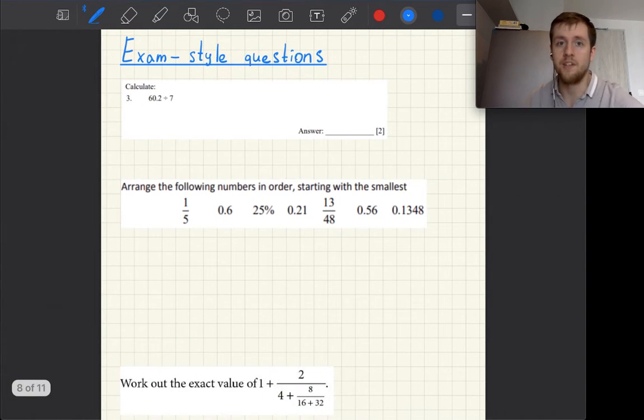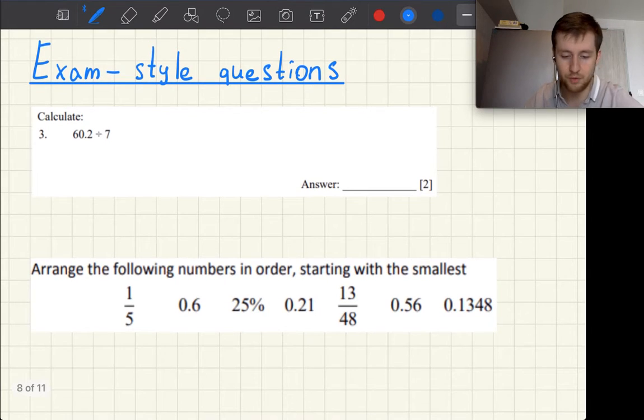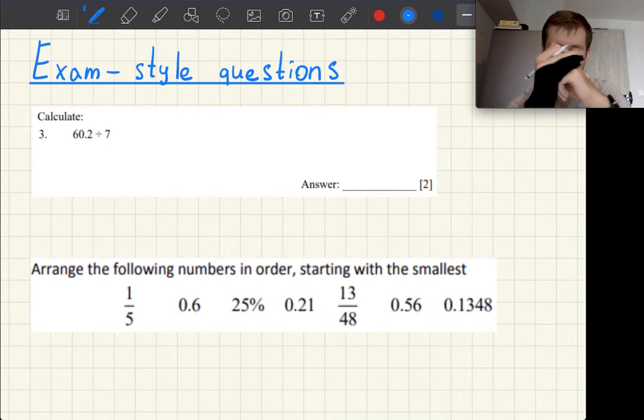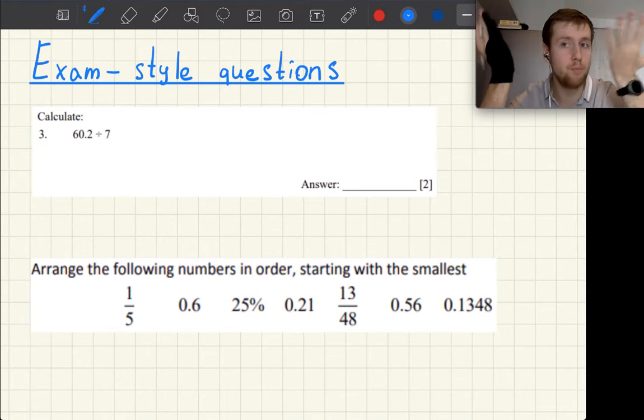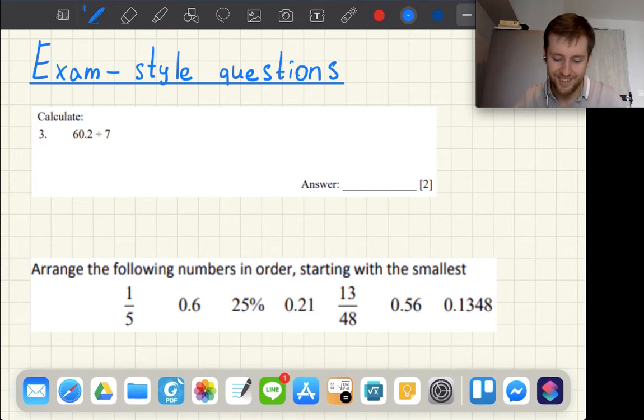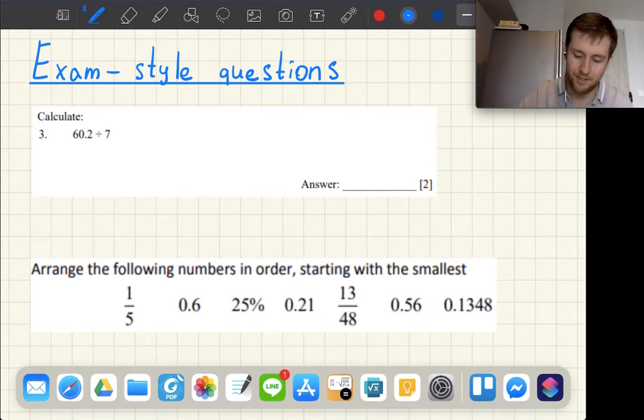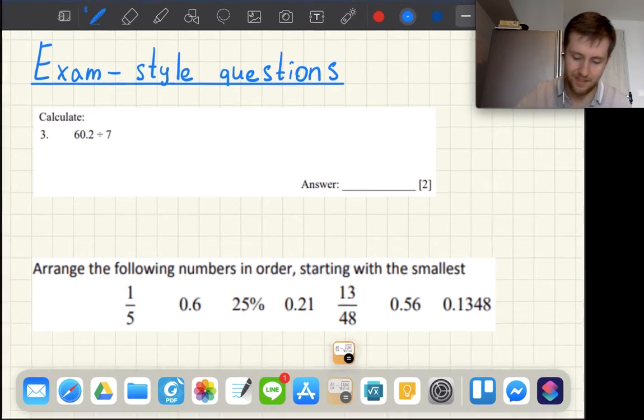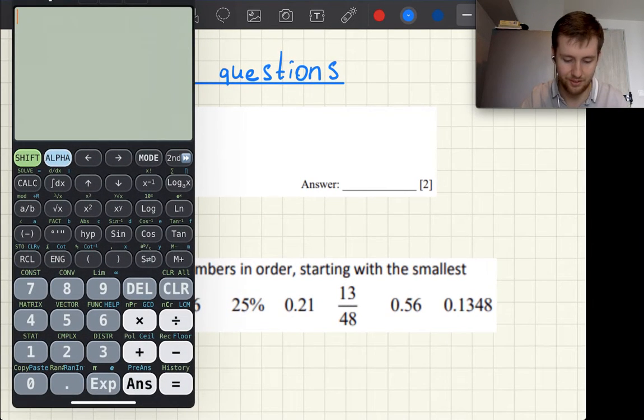Let's go to exam style questions. The first question is interesting. It tells you to calculate, but it doesn't tell you to show your working. So you know what you can do? Just pull up your calculator and do it. 60.2 divided by 7. Why not? 8.6, that's it, because again, they don't mention show your working.